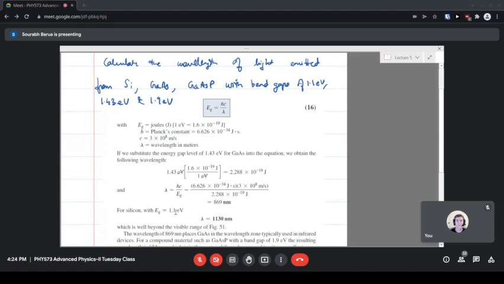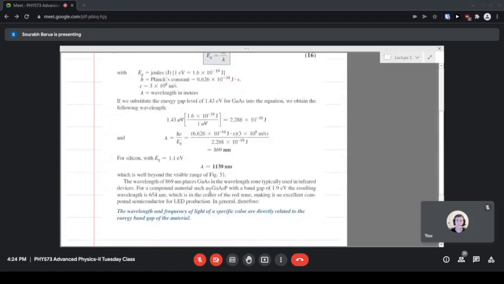As I said, for silicon, 1.1 electron volt will give you 1130 nanometers. You can see that it is a larger wavelength than the red wavelength. Around 750 nanometers is the red wavelength, so this is in the infrared region. Gallium arsenide is also in the infrared region, 869 nanometers, so it will be an infrared LED. But gallium arsenide phosphide has a band gap of 1.9 electron volt. That will give you a wavelength of 654 nanometers, which is in the center of the red zone. So it will give you a red LED.